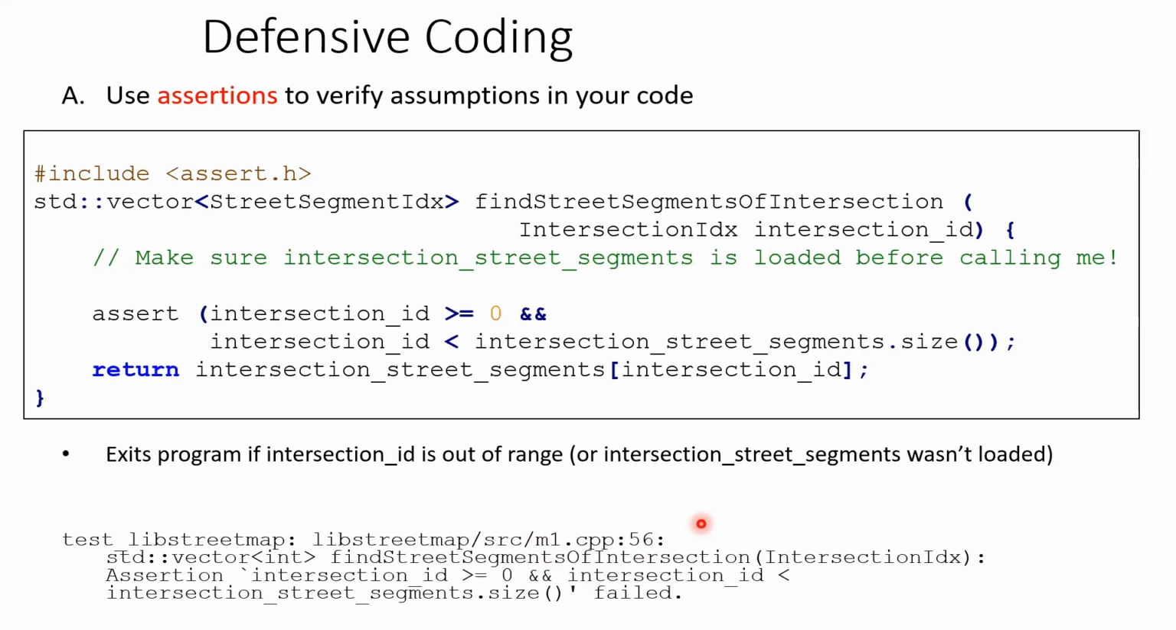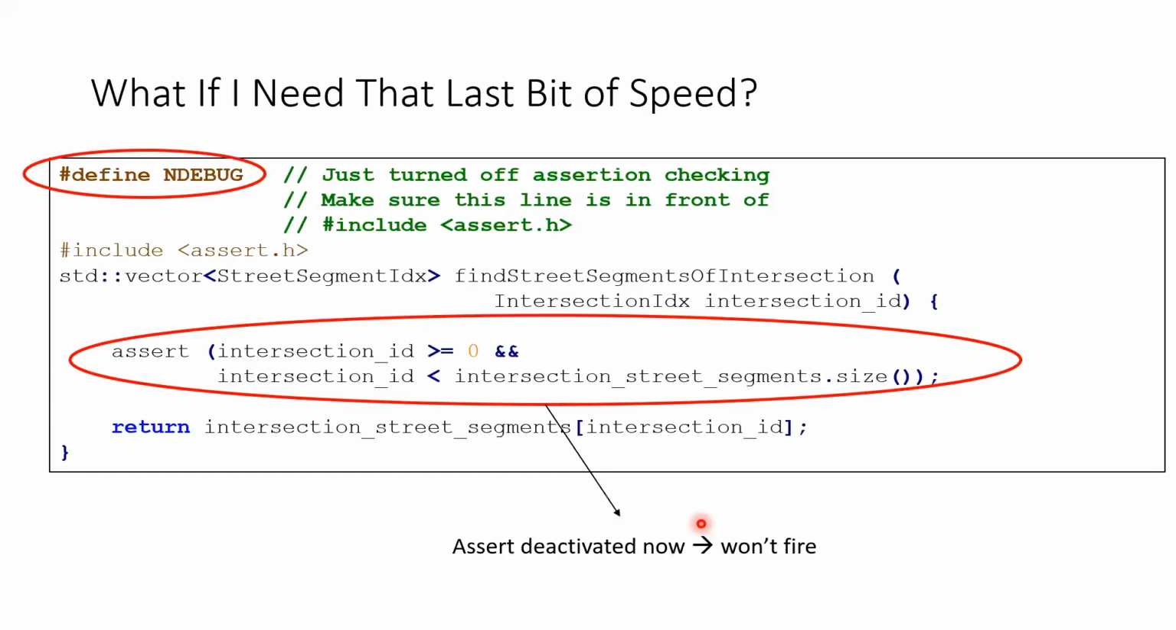And when an assertion fails, the program will exit. This is checked at runtime, and it gives useful error messages. So it tells you where it's going wrong. But this might affect your speed by a little bit.